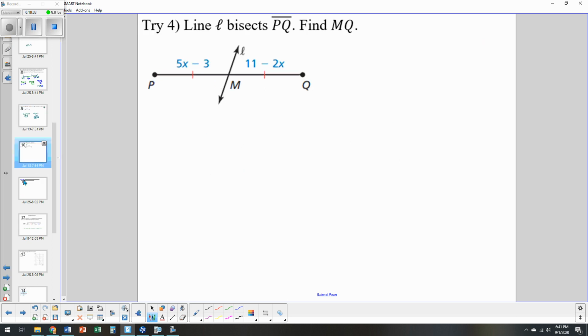All right, you're going to try this one, pause it, and then I'm going to show your answer. All right, should have gotten x is 2 and MQ is 7.